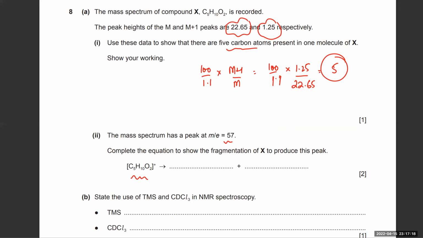They're saying to make two fragments. One of the fragments is 57. Like you're getting a detection at 57. That means there is fragmentation of X to produce this peak. Okay, the molecule breaks up. If I show you the kind of fragmentation.